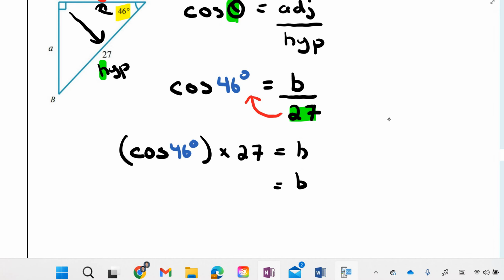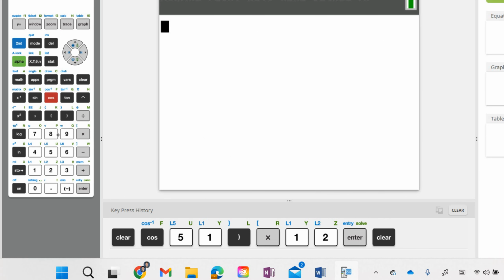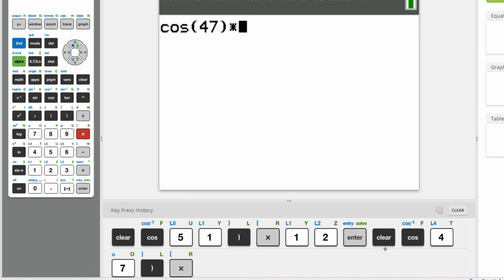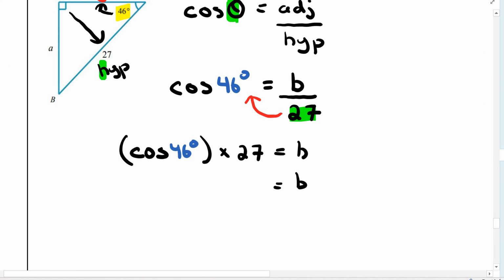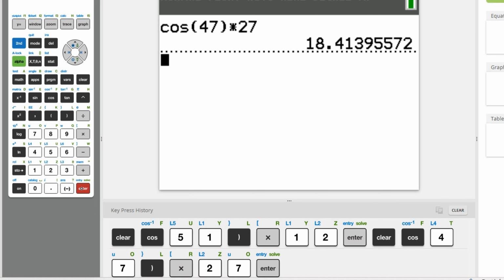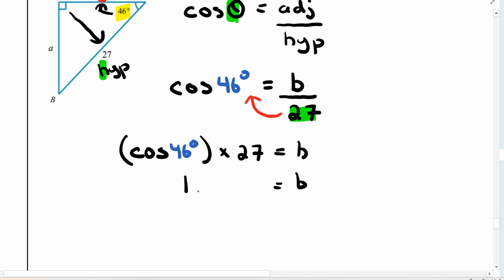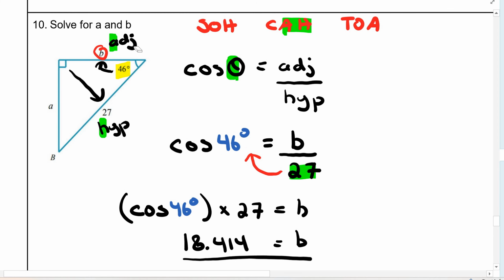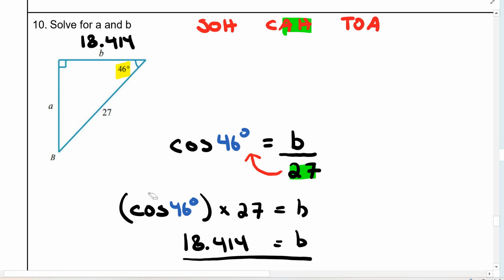Then you just want your calculator here. So if I erase this, I write cos, what's the angle again? 46, cos 46 times 27. Okay, and we get 18.414. So there's your B value right there. Going back to my diagram here, I can write 18.414. Let me erase that because we just found B, and now we're going to find A.